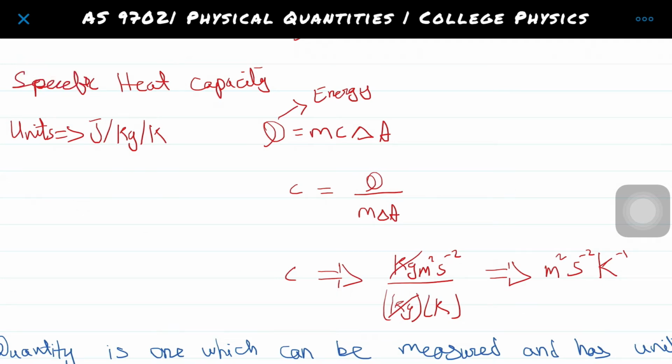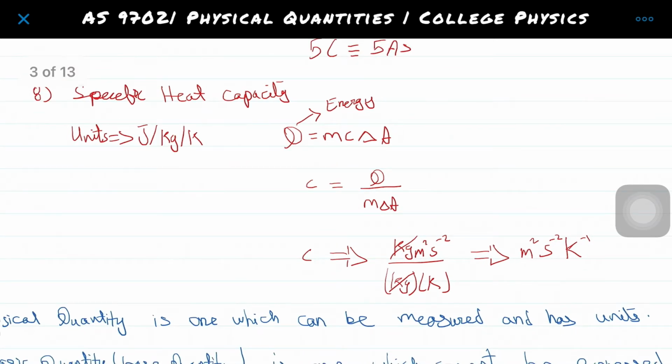We know that the units for energy were basically kg m² s⁻². We divide the unit of energy by the unit of mass, which is kilograms, and the unit of temperature, which is Kelvin. So when we divide both of these quantities, we get m² s⁻² K⁻¹, which is basically the base units for the specific heat capacity.